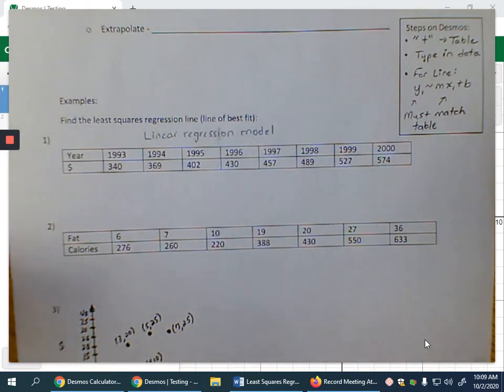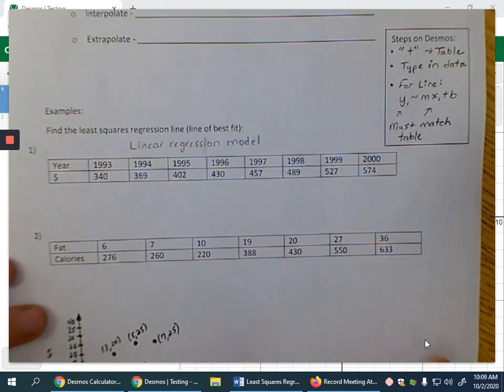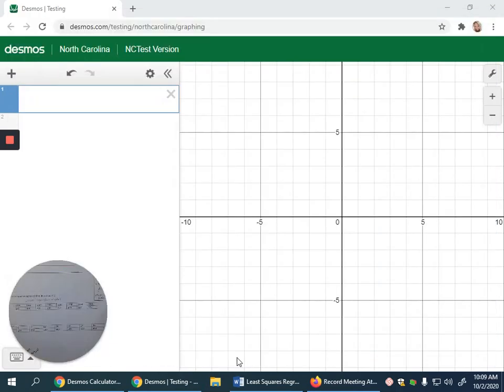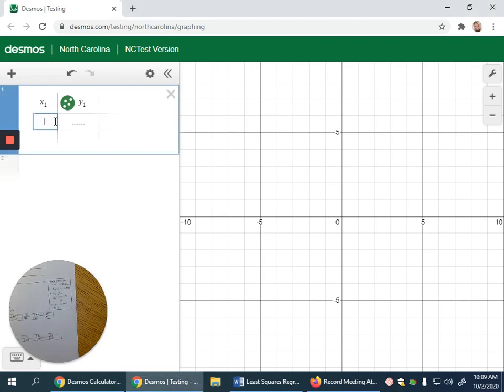You are going to pull up the Desmos app, or the little icon on your screen. Let me switch it over, and you are going to type in your data. We're going to go through these steps to find the line of best fit for this data, okay? So you'll pull up your Desmos, and if you can, go ahead and follow along with me. The first thing you're going to do is type in your data. So you hit the little plus button, and you type in your data.